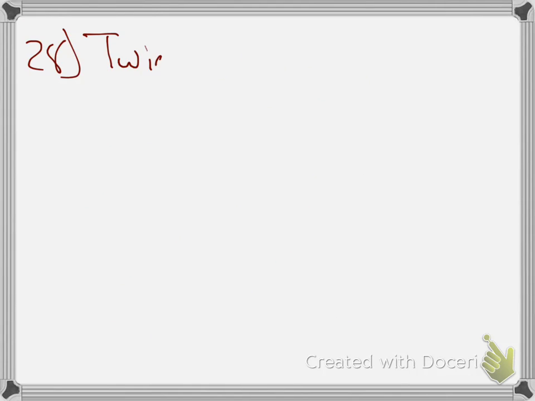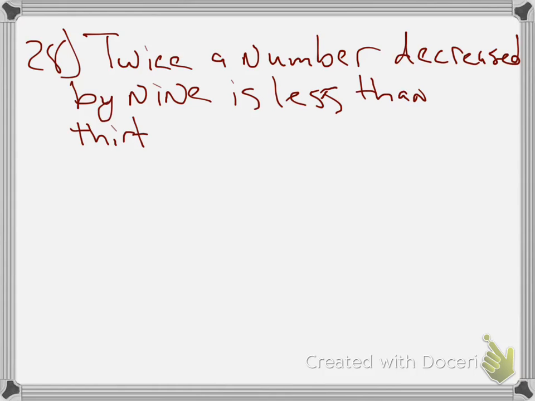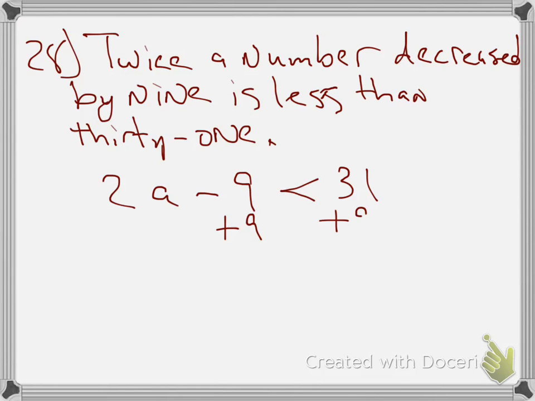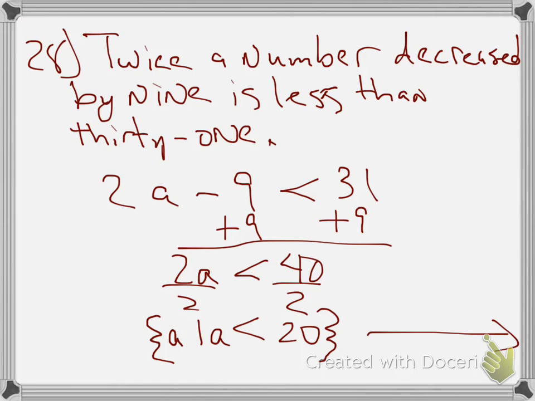Number 28, twice a number decreased by 9 is less than 31. And then we would say twice, again, remember, twice means 2 times a number. I've been saying this quite some time. Minus 9, less than 31, so I can add, then divide, and get that set parentheses, open dot, shade to the left. Again, add, then divide. Not a very hard concept here.